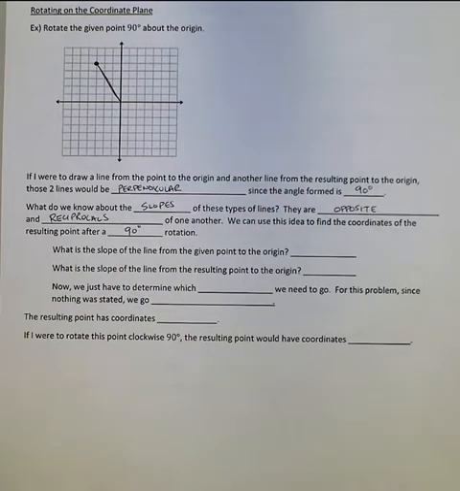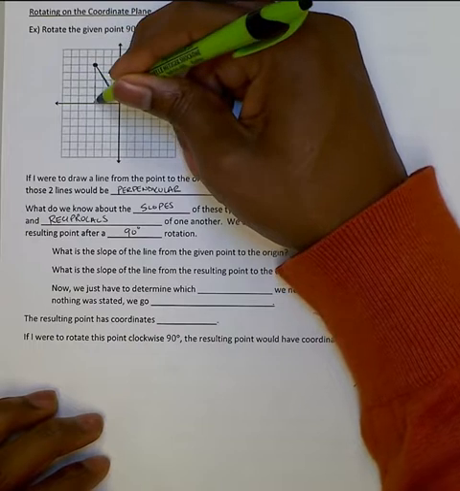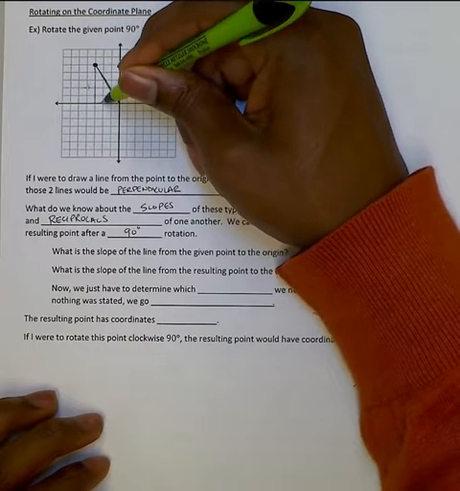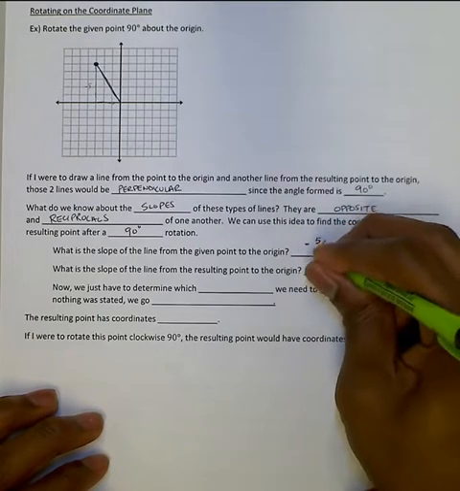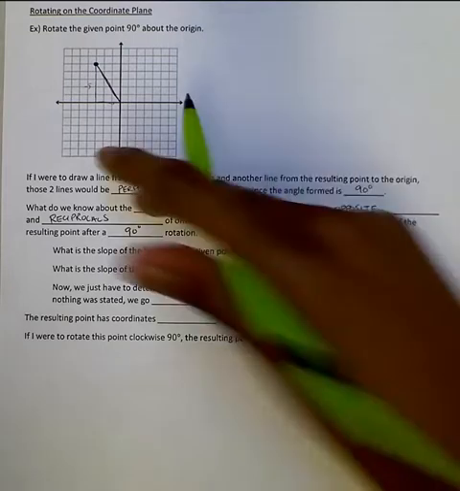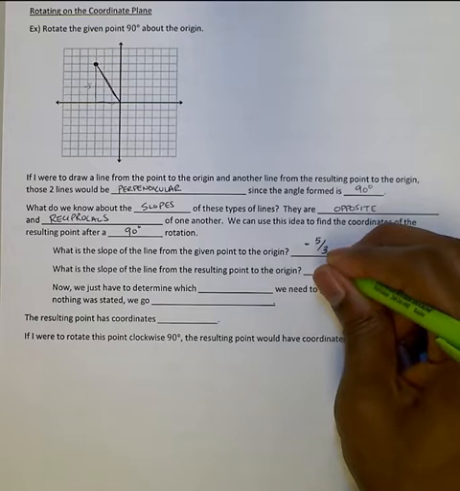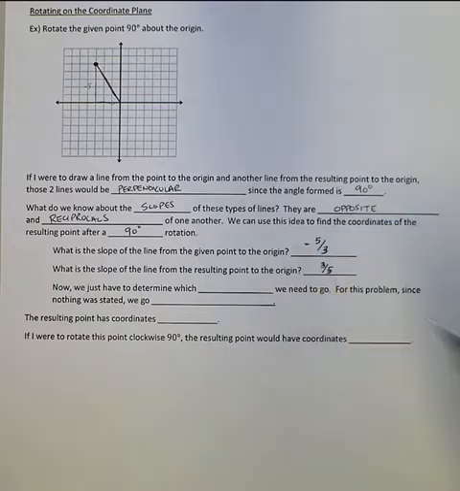Okay, so we need to find the slope of the line from the given point to the origin, and that slope, rise over run, goes 1, 2, 3, 4, 5, -5, 1, 2, 3, -5/3. All right. And now we are going to find the slope of our new line. Like we said, our new line is going to be opposite reciprocal. So opposite means it'll be positive. Reciprocal means that we'll flip the numerator and the denominator. So our new line will have the slope of 3/5.